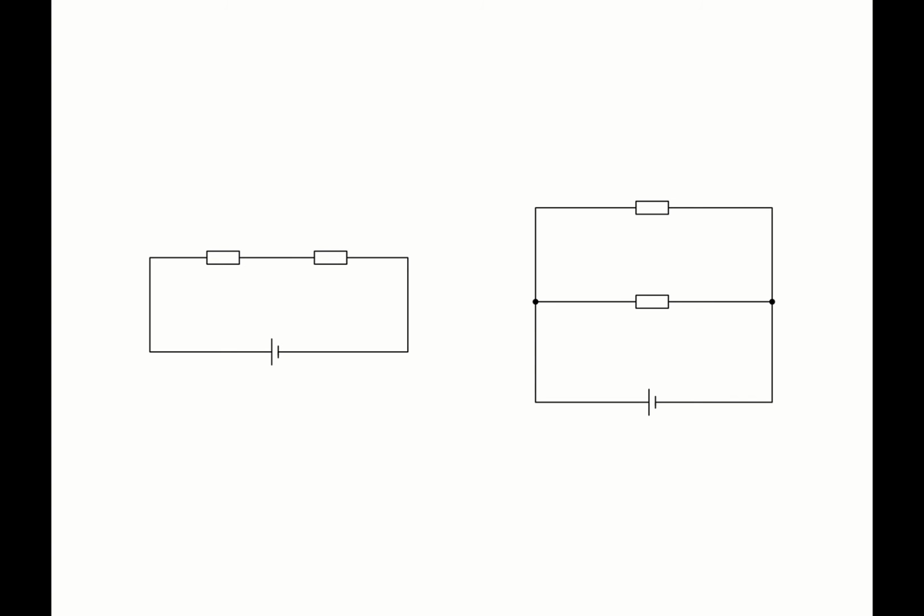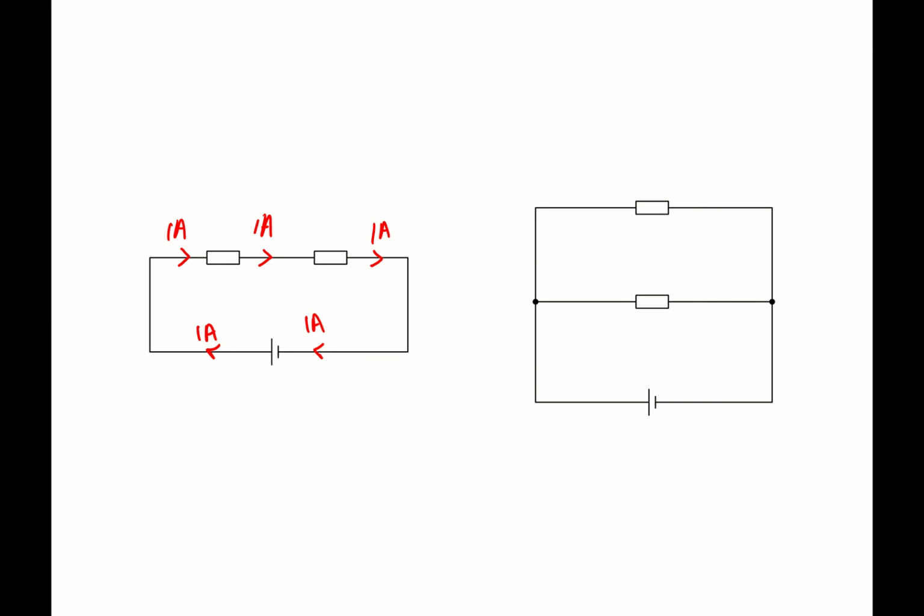So what happens when we have a current of 1 ampere flowing in the circuit? When the current reaches the first resistor, it comes out, it's also 1 ampere. Reaches the second resistor, comes out, it's also 1 ampere. And 1 ampere goes back to the battery.